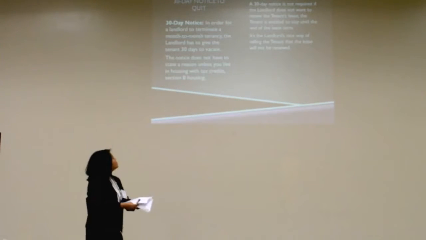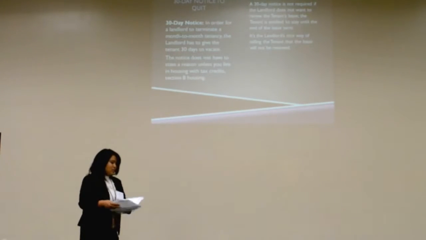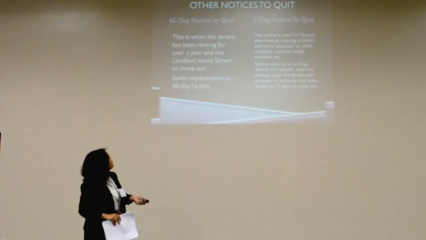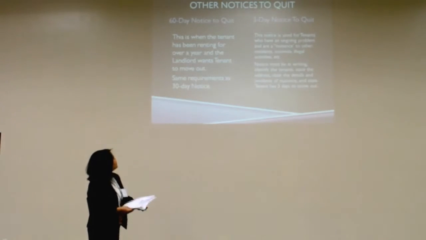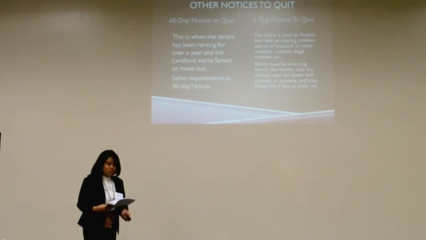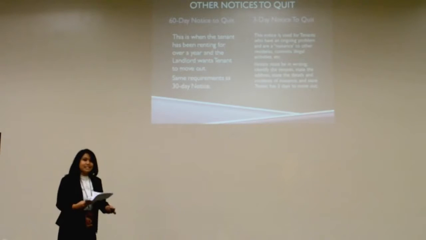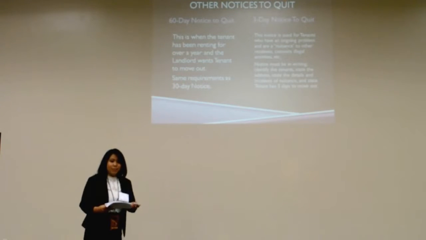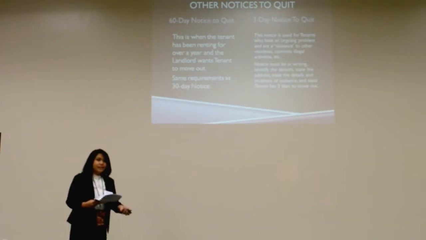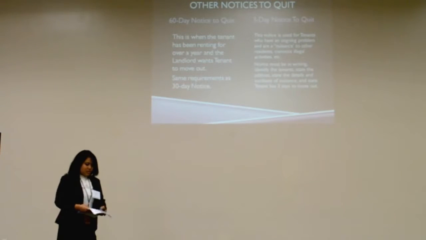That's a 30-day notice. The next ones we're going to briefly go over are the 60-day and then the 3-day notice. The 60-day notice is just when the tenant has been renting for over a year and the landlord wants the tenant to move out, and it's the same requirements as the 30-day notice. So it has to have the name of the tenants, the address of the property, state the reason, and the time to vacate.